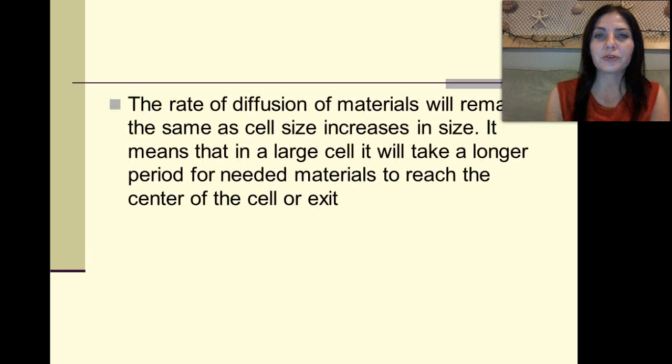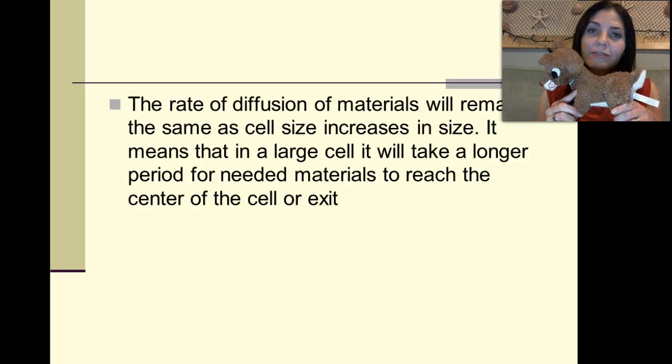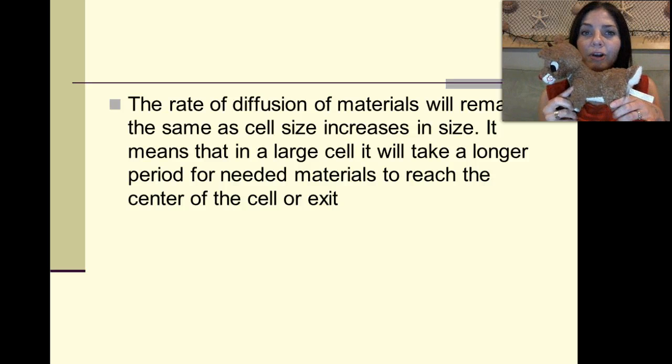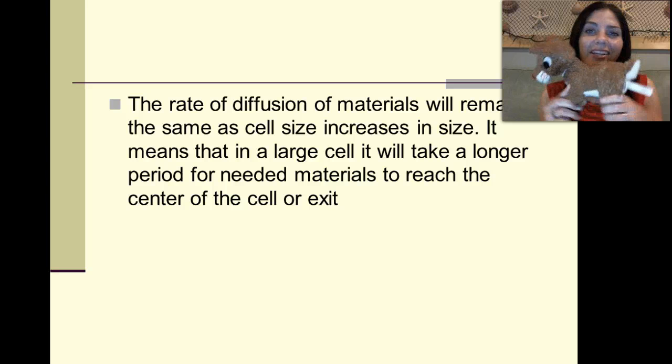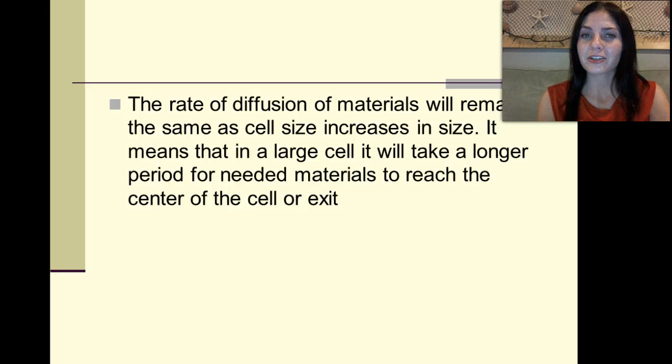So the rate of diffusion of materials will remain the same as cell size increases, meaning it doesn't matter if we're riding Rudolph to Houston or if we're riding Rudolph to Austin. Same speed, 20 miles per hour that we have to go. So it means that in a large cell, it's going to take a lot longer for needed materials to reach the center of the cell and to exit the cell.